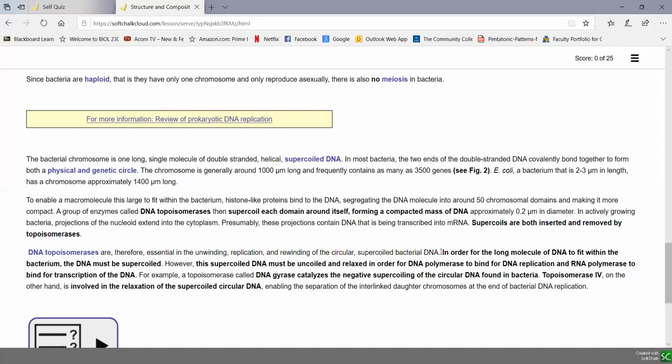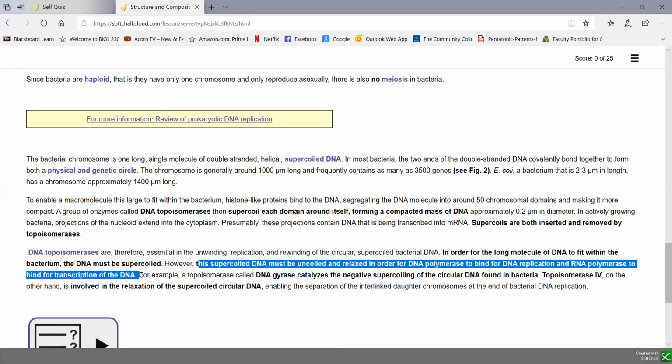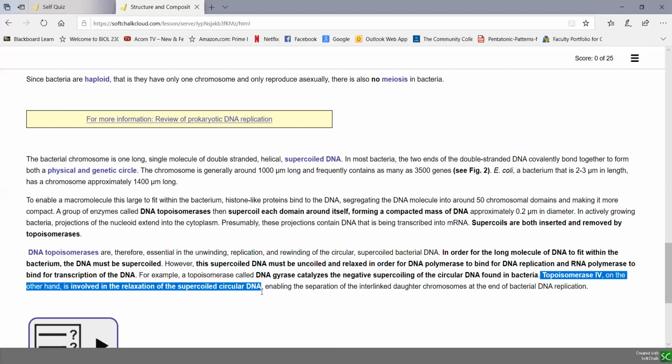So in order for that very long molecule of DNA to fit inside the bacterium, the DNA has to become supercoiled. And there's an enzyme called DNA gyrase, for example, that catalyzes this negative supercoiling of the circular DNA found in bacteria. But that supercoiled DNA must be uncoiled and relaxed in order for DNA polymerase to bind to the DNA for DNA replication, and in order for RNA polymerase to bind to the DNA for transcription. And so, for example, topoisomerase 4 is a topoisomerase that's often involved in the relaxation of the supercoiled DNA.